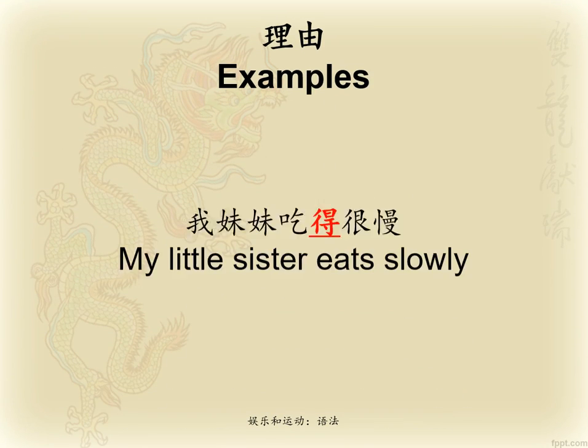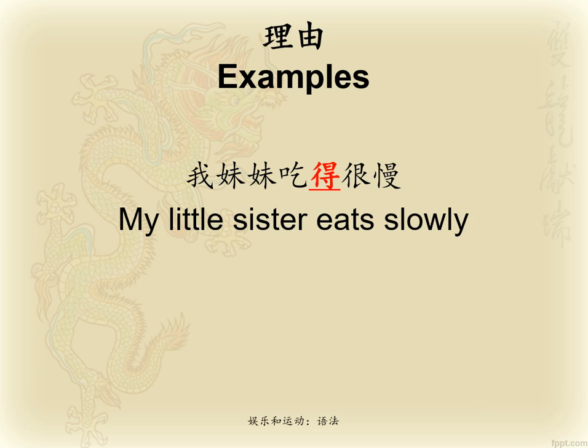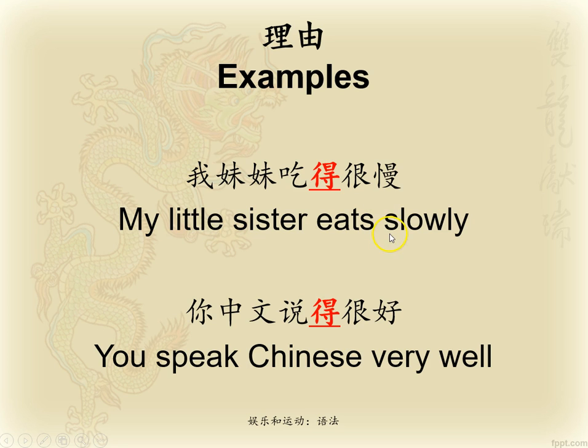So here are some examples. 我妹妹吃得很慢. My little sister eats very slowly or eats slowly. 吃得 the verb, 很慢 adjective. 你中文说得很好. So what happens here is your Chinese is spoken very well. So 你 for you, 中文 Chinese, 说得 speaks, 很好.